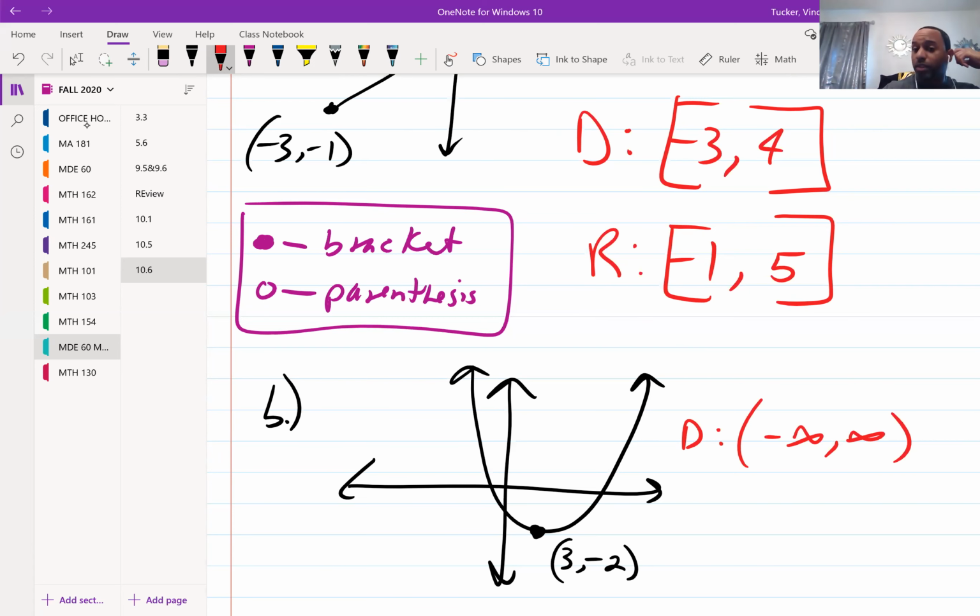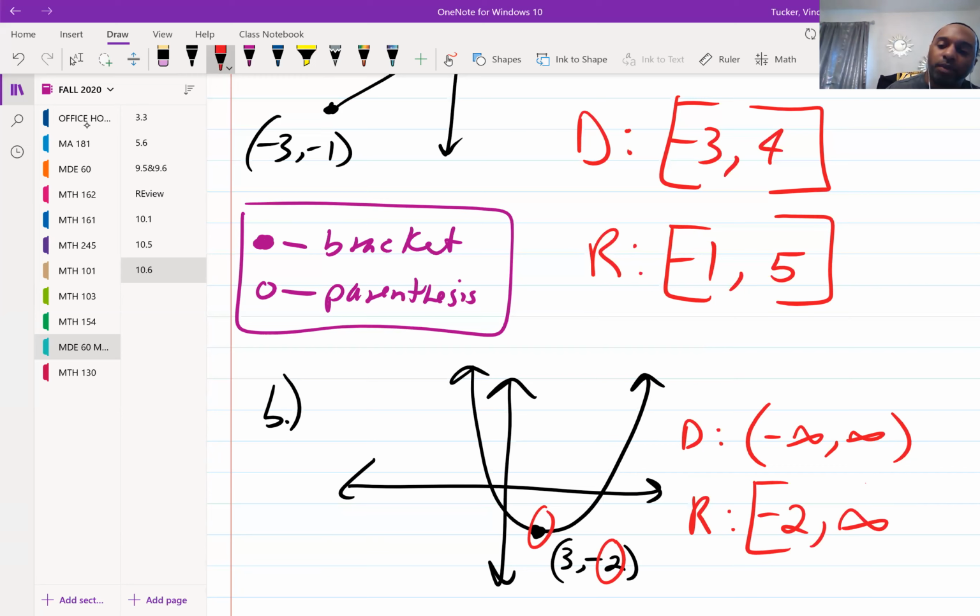Don't forget, parentheses are always on your infinity signs. Now your range, our lowest value in our range is going to be -2. Remember your range or your y value, so we're looking at -2. This is our lowest value, and that is -2, and then it's going to go up to infinity. All right. Questions? Any questions?